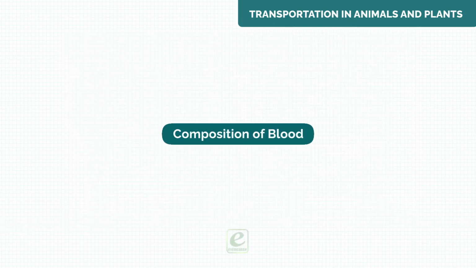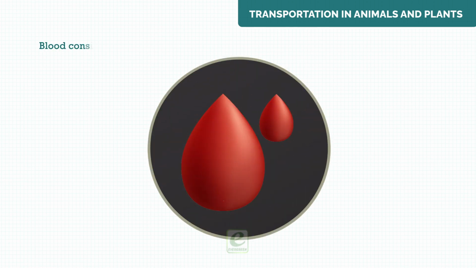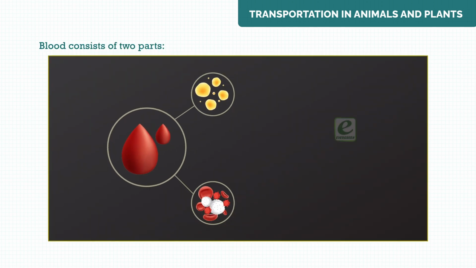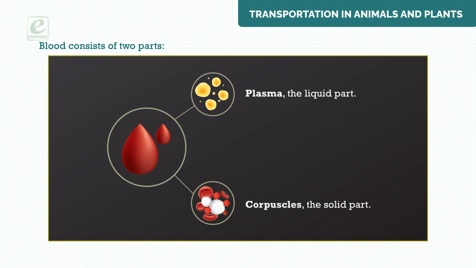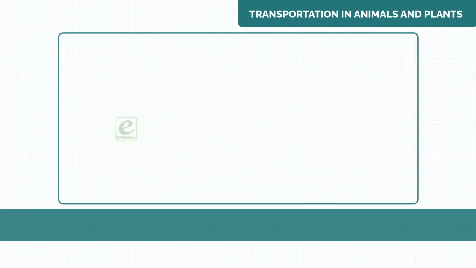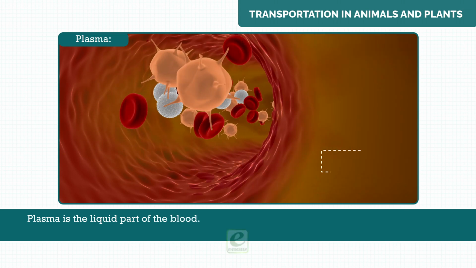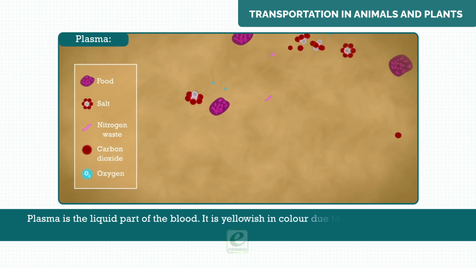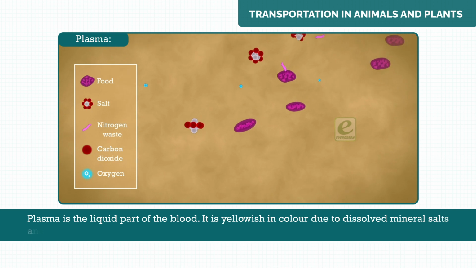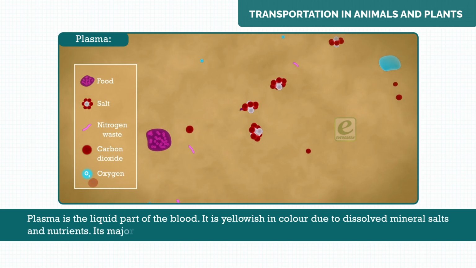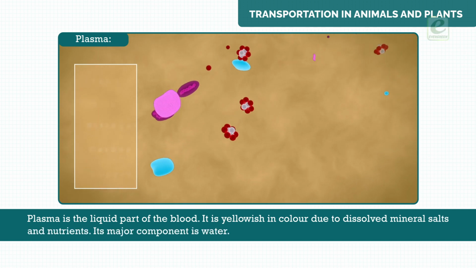Composition of blood. Blood consists of two parts: plasma, the liquid part; and corpuscles, the solid part. Plasma is the liquid part of the blood. It is yellowish in color due to dissolved mineral salts and nutrients. Its major component is water.